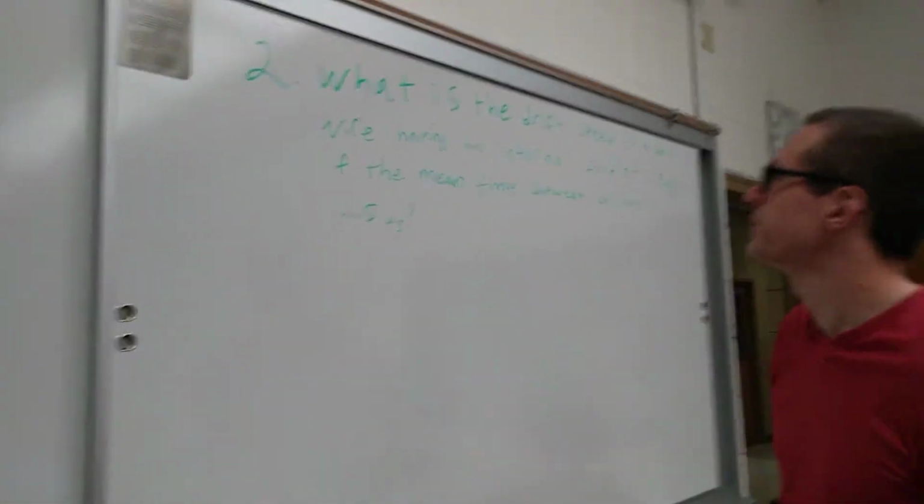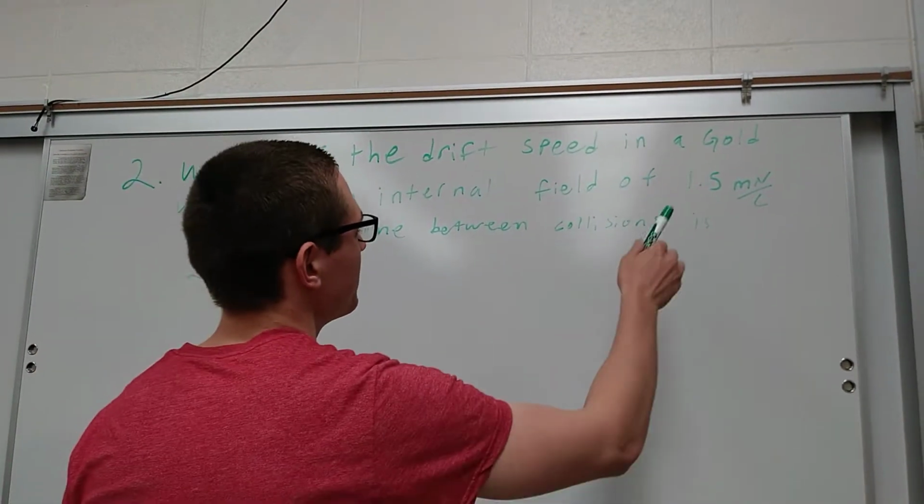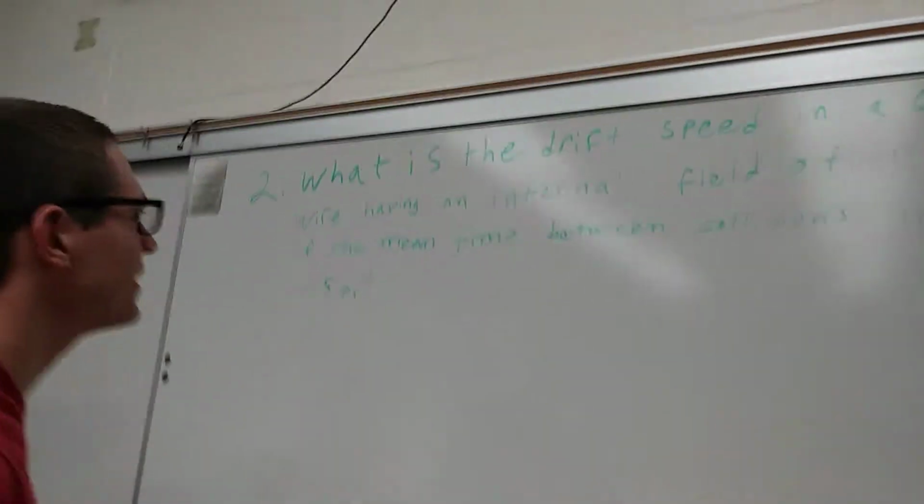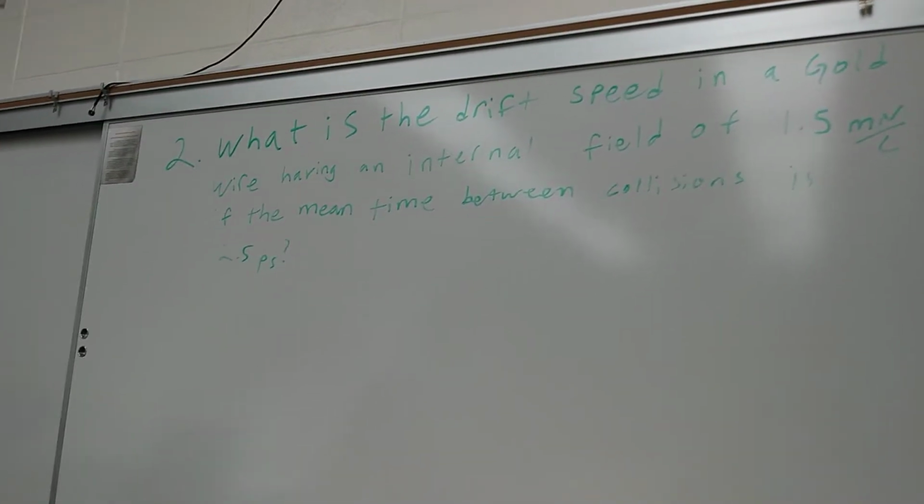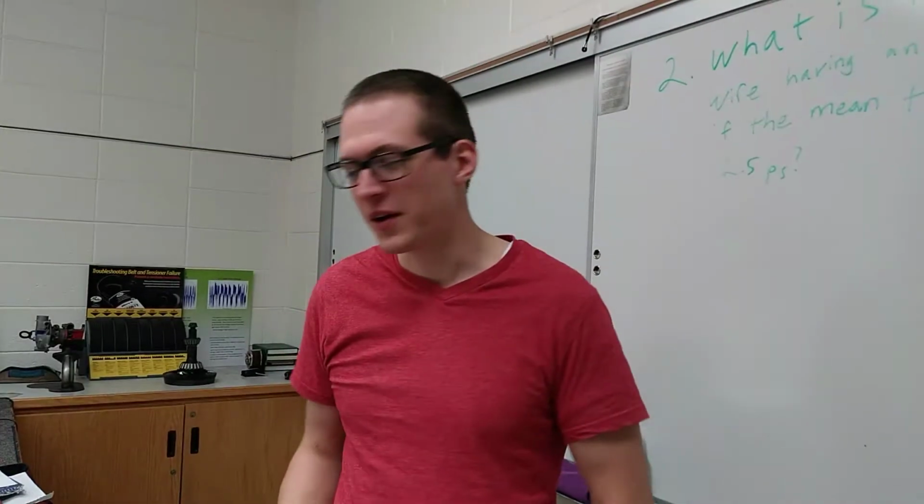Alright, so this is our problem. What is the drift speed in a gold wire having an internal field of 1.5 millinewton per coulomb if the mean time between collisions is 2.5 picoseconds? Alrighty, well, that is great.